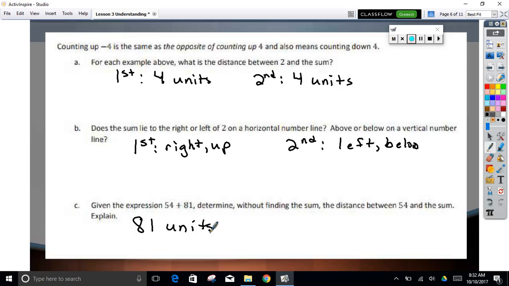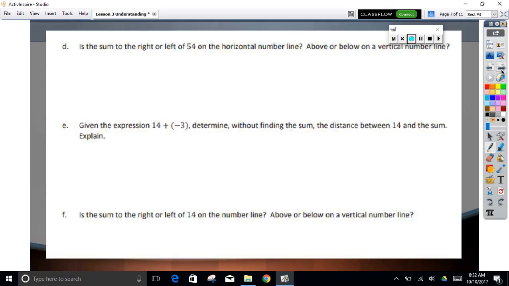Okay, next one asks, would the sum of the problem that they were just talking about be to the right or left of 54 on the horizontal number line? Which way would the sum be? It would be to the right. And then would that be above or below if the number line were vertical? Good.